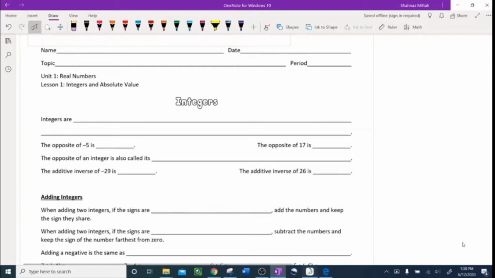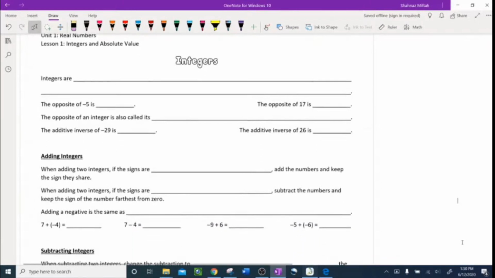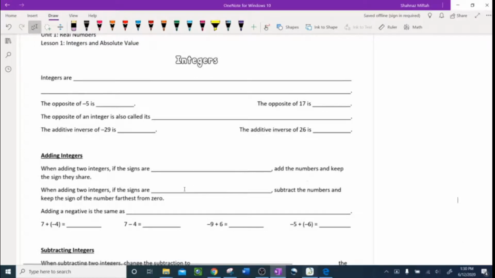Hi everybody. Let's talk about today. This is the first lesson for pre-algebra real numbers, Unit 1 real numbers, and the lesson is about integers and absolute value. What are integers? I'm going to give you a definition, and we're going to fill out all these blanks. You can read it very carefully, and I'm also going to give you a really easy way to remember how to do it without using a calculator.